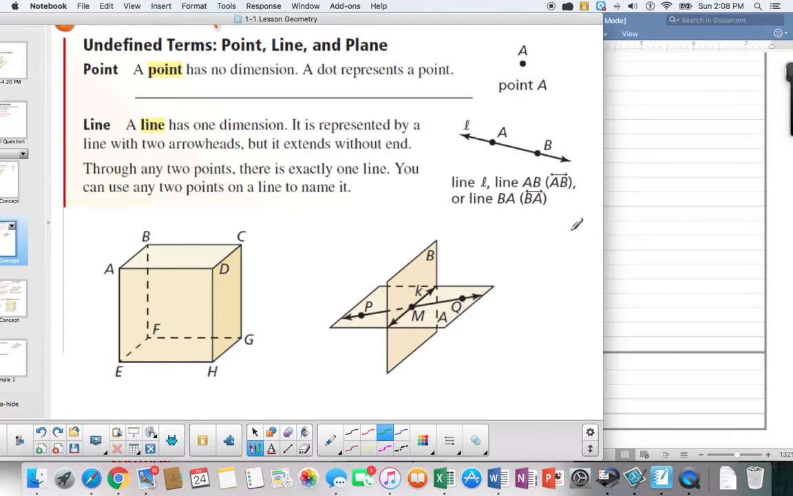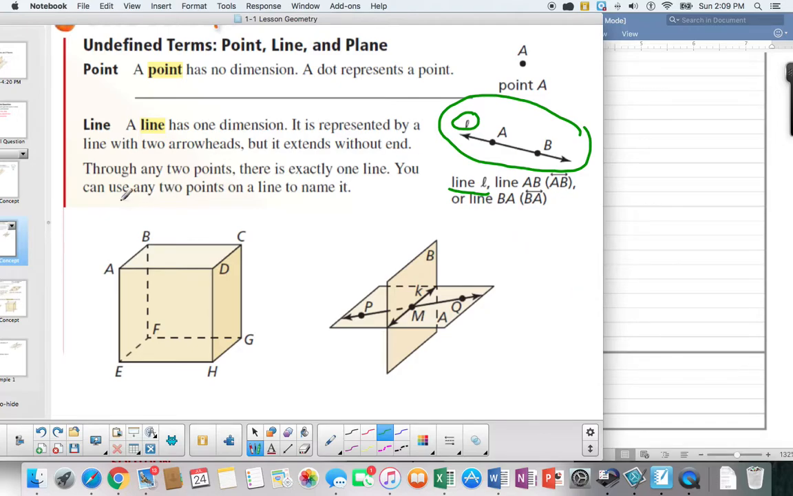Our next vocabulary word is line. A line is a set of points that go forever in both directions. They extend without end. Notice that there are some arrows. This is the picture for a line. This is the symbol for a line. Lowercase l stands for all the points in that figure.